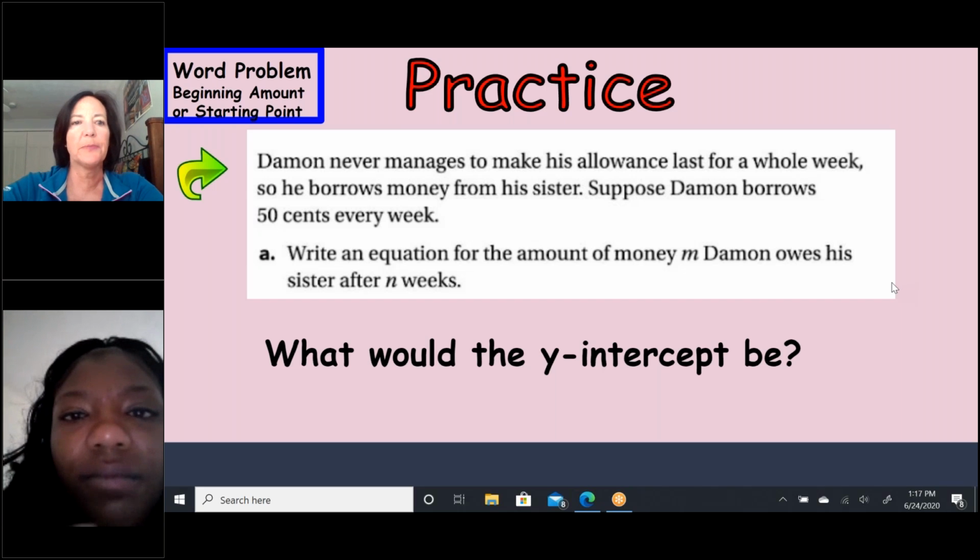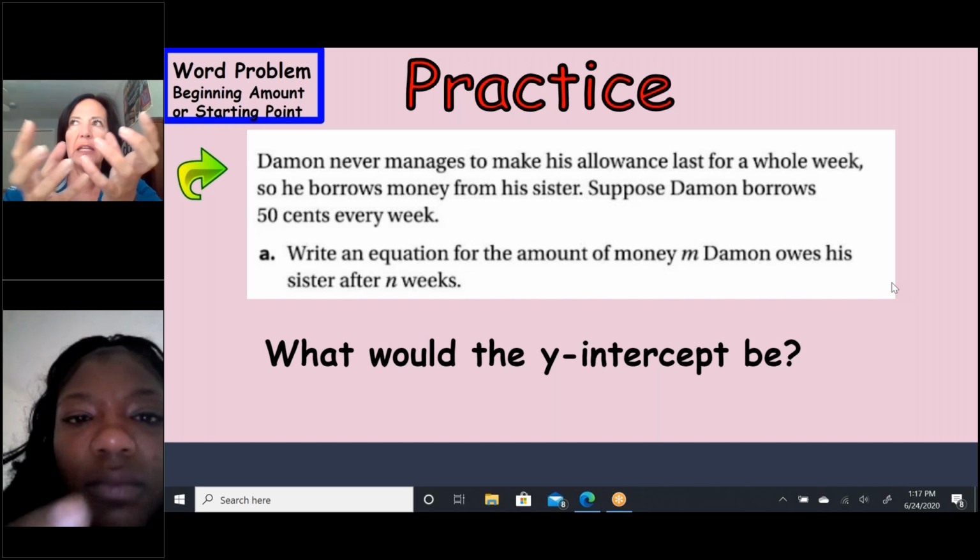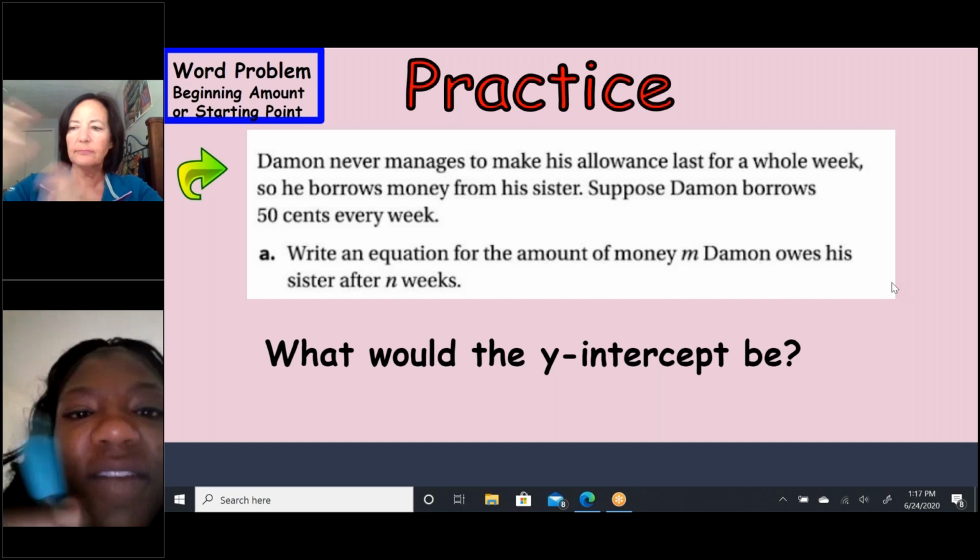But right now, we just need the y-intercept. So he always runs out of money, never lasts the whole week. So when he runs out of money, he has to borrow money from his sister, and he borrows 50 cents every week. So we need the y-intercept. What's the beginning amount or the starting point for Damon? 50 cents.